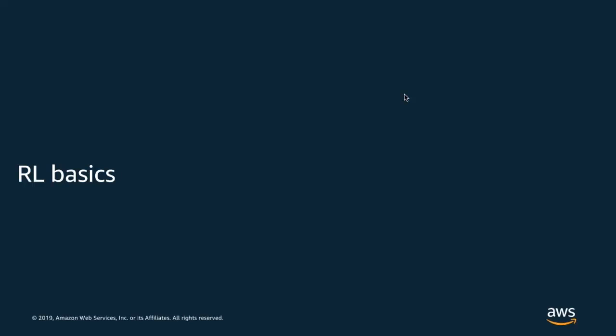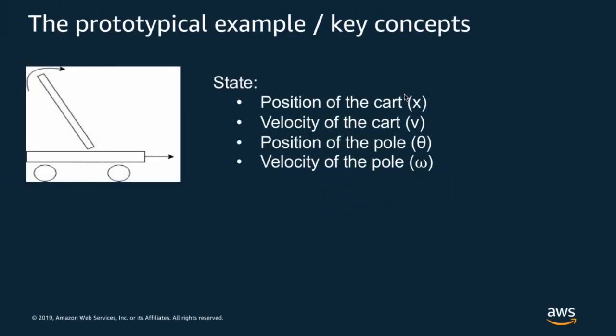So before we talk a little bit more about the SageMaker RL features and look into some of these examples in more detail, we'll start off with some of the key concepts using a very, very simple example. We're going to use the prototypical example of a cart pole, where the task at hand is that we are trying to balance a pole on a cart by moving the cart left and right. The state for this particular problem is defined as the position and velocity of the cart and the position and velocity of the pole.